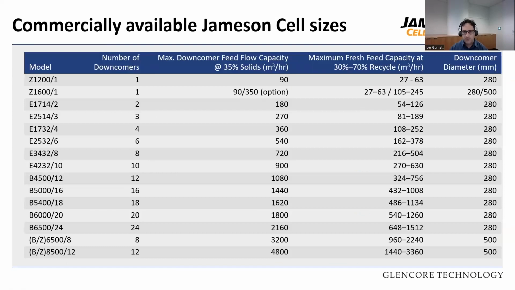And just for reference sakes, I always like having these about. It's just a good reference. And we'll send you the slide deck with this. What cells we have, the volumetric max flow, and the size of the downcomers to give you an idea of the throughput capacity. I do want to mention, since this presentation, we actually have developed a larger B cell, the B10500-16, which can take up to about 2,000 tons per hour through a single unit.